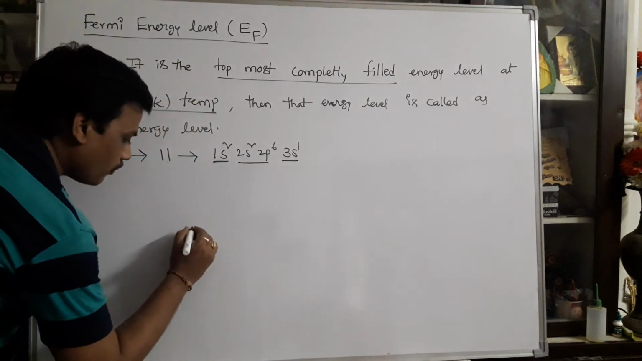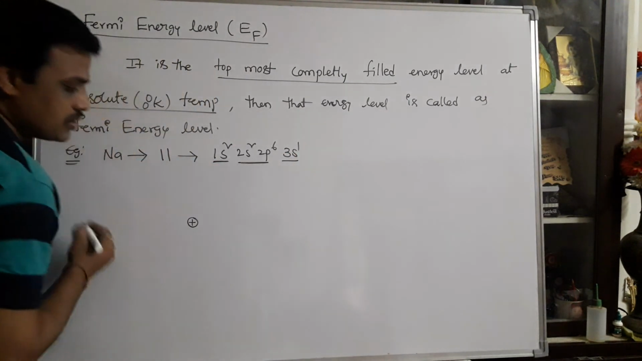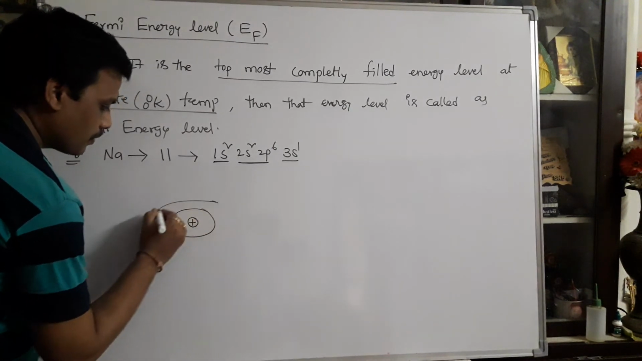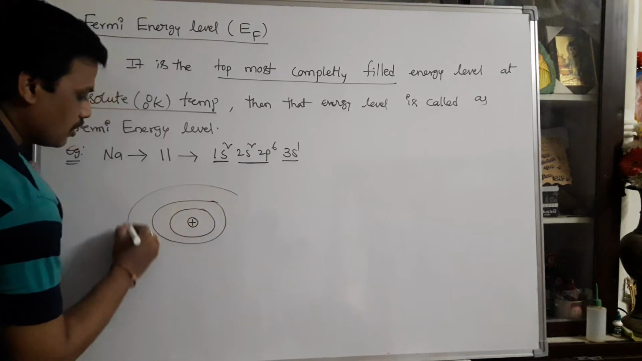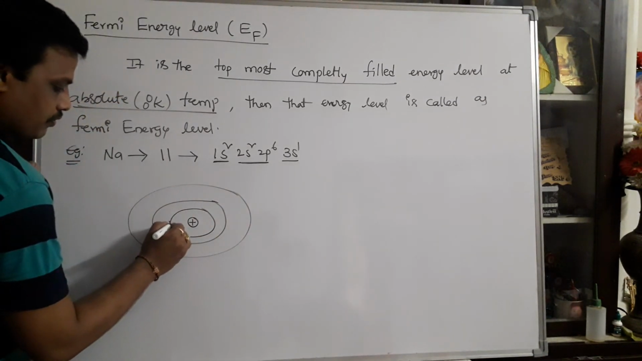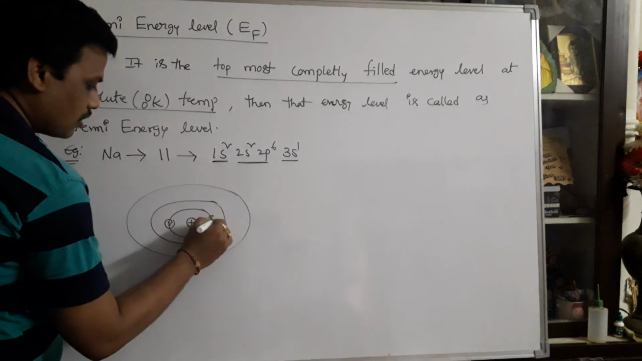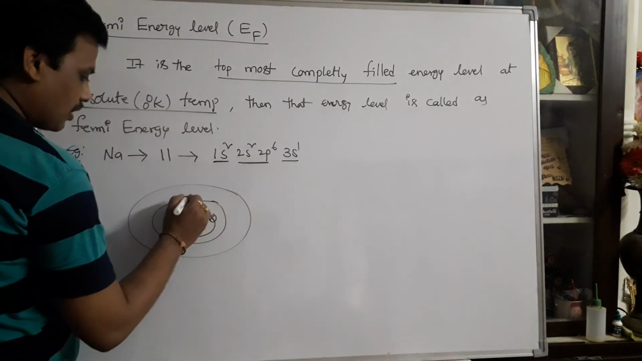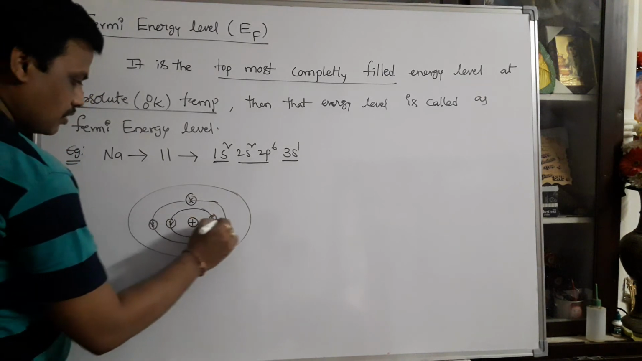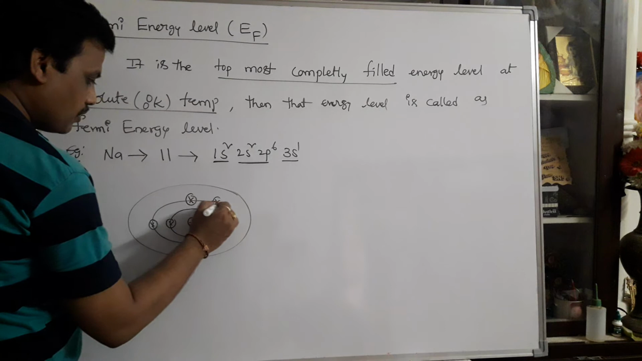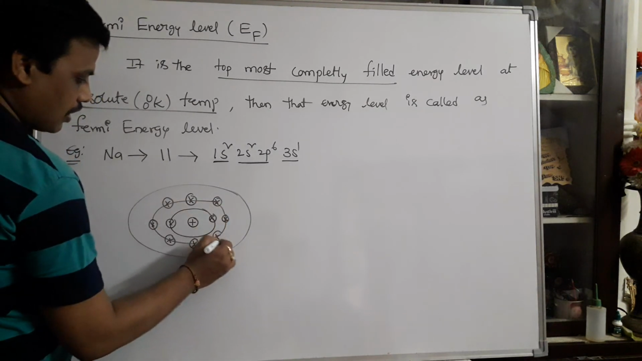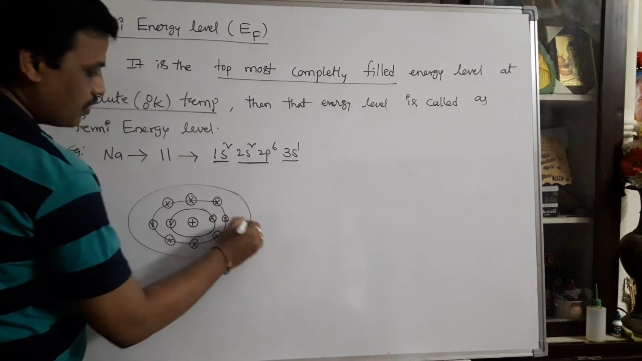So, the positively charged nucleus, first orbit, second, third orbit. In the first orbit, there are 2 electrons. In the second orbit, a total of 8 electrons: first, second, third, fourth, fifth, sixth, seventh, eighth. In the third orbit, there is only 1 electron.